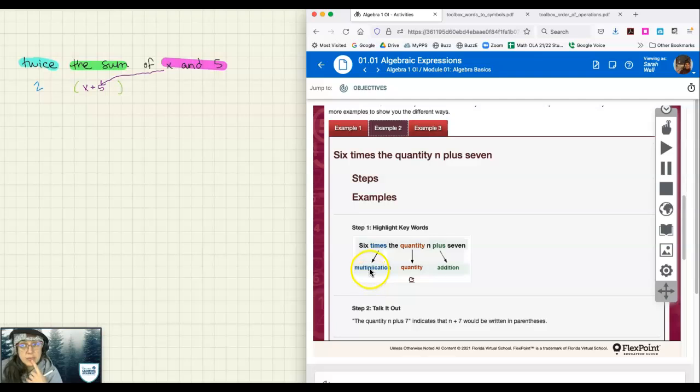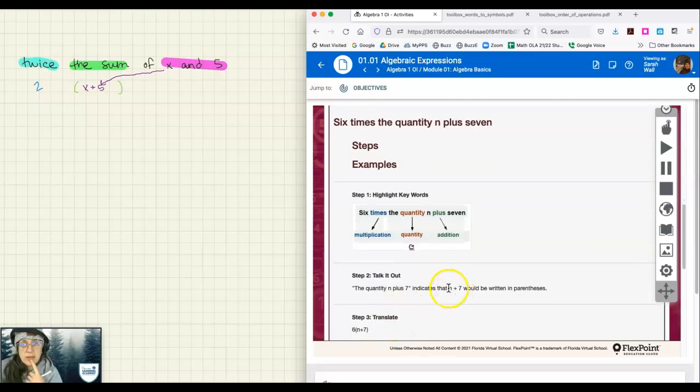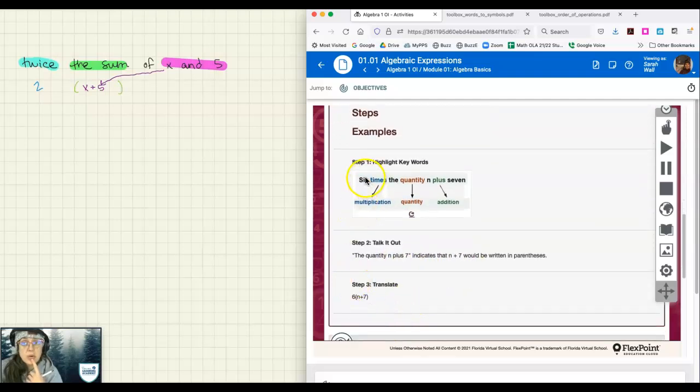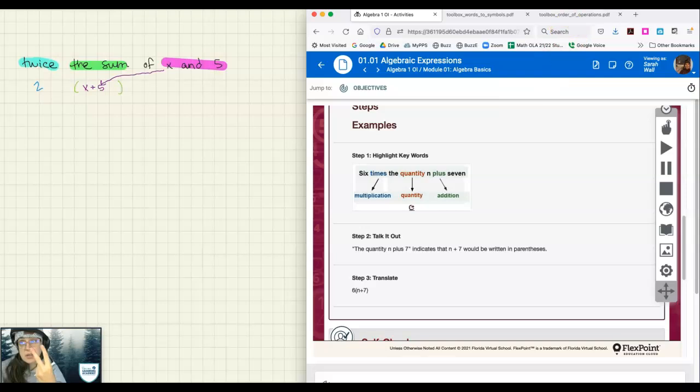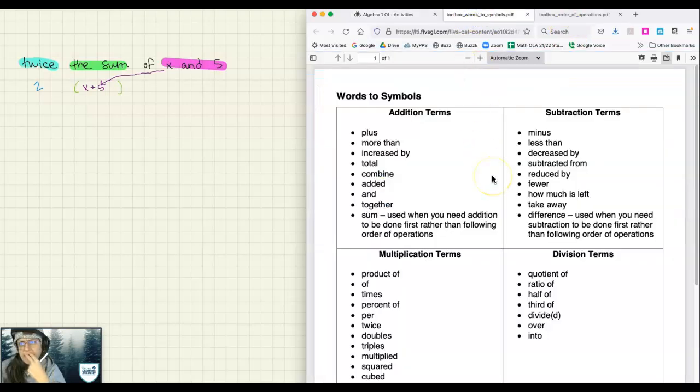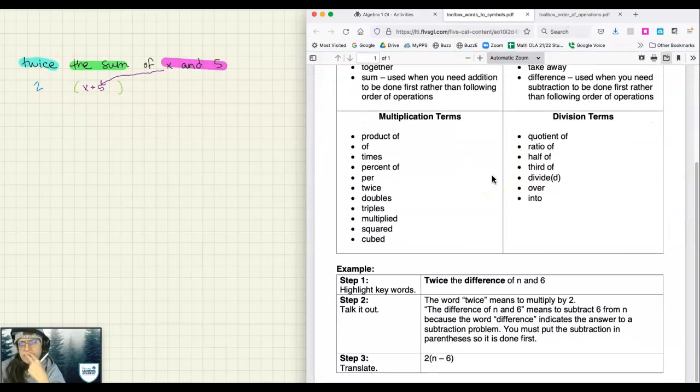6 times multiplication. The quantity n, oh, because it's a number, plus 7. The quantity n plus 7 is n plus 7. So 6 times, but the quantity, right, signifies parentheses. So quantity, the sum. Oh, what did we, is it on there? Oh, those are division.